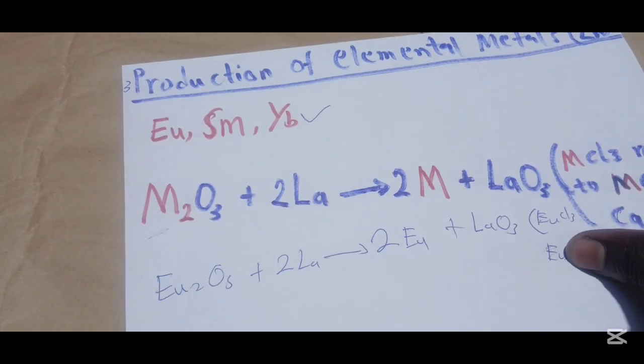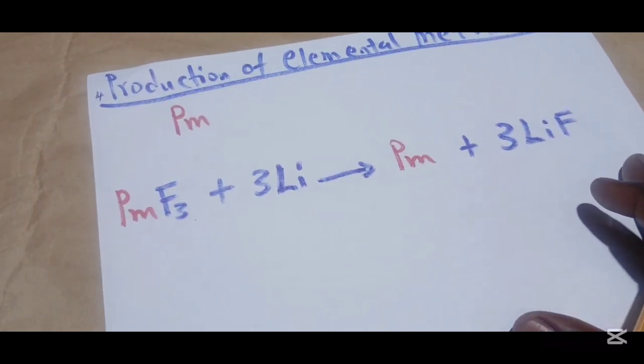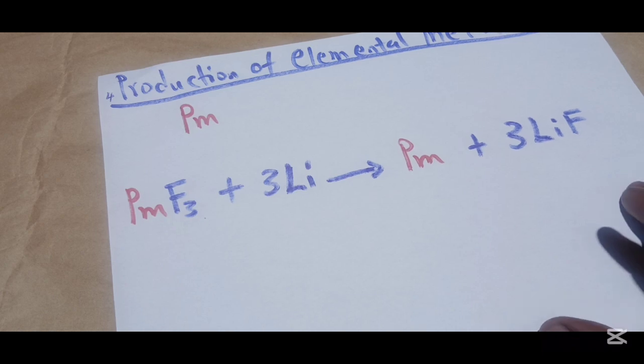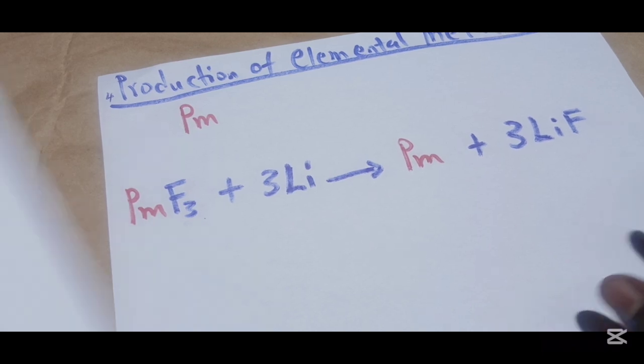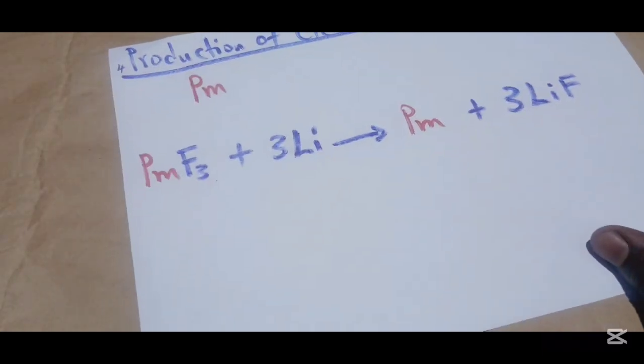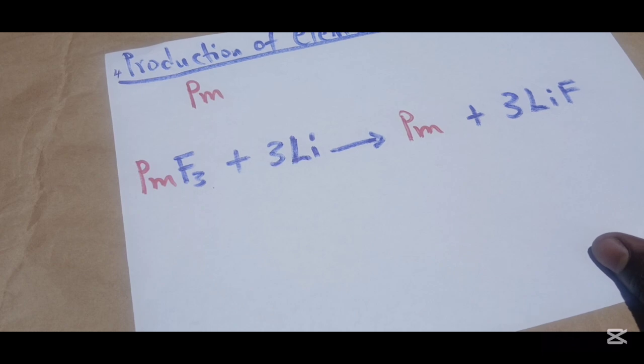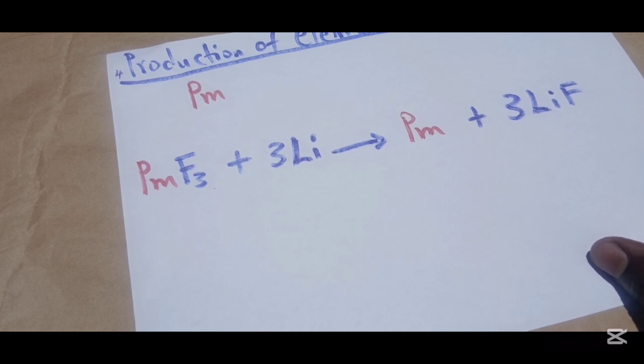The last one, which is promethium, Pm. This is the only element in the lanthanide series that you can use this equation to produce. So just simple as that. Just know the equation. You can see that from here we have it here. Pm, how it is produced elementally. So just take note of this equation. You'll be good to go.